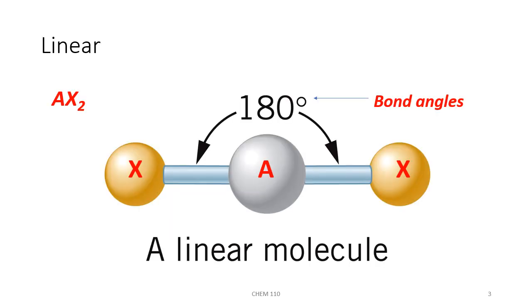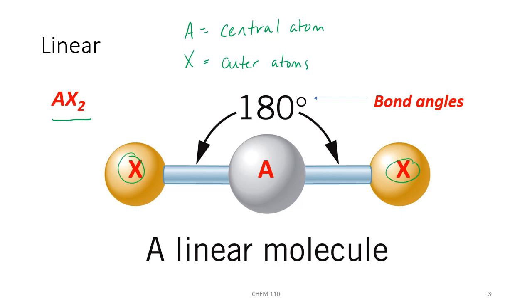The simplest shape for a molecule with 3 atoms is linear. The representation would be AX2, where the letter A represents the central atom, and the letter X represents the outer atoms. In this scenario, we have 2 outer atoms surrounding our 1 central atom, and no lone pairs on the central atom. When this happens, the molecule will be linear, and the bond angles will be 180 degrees.